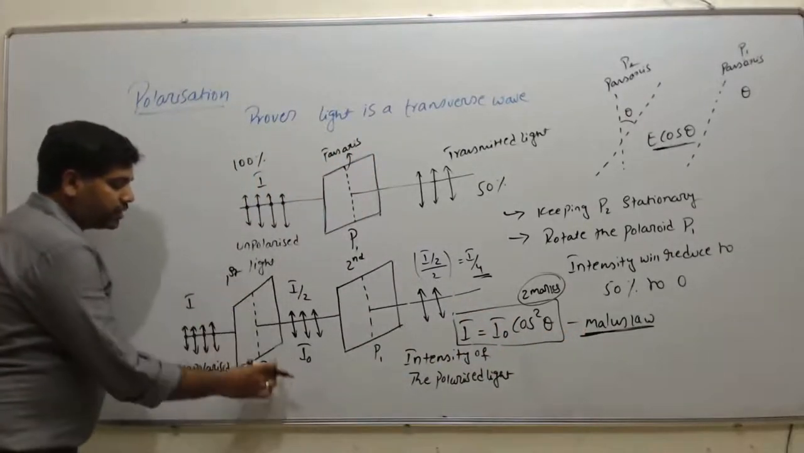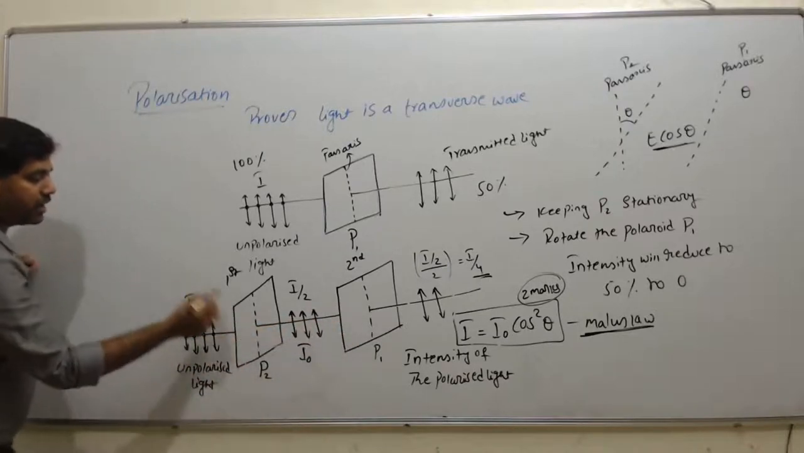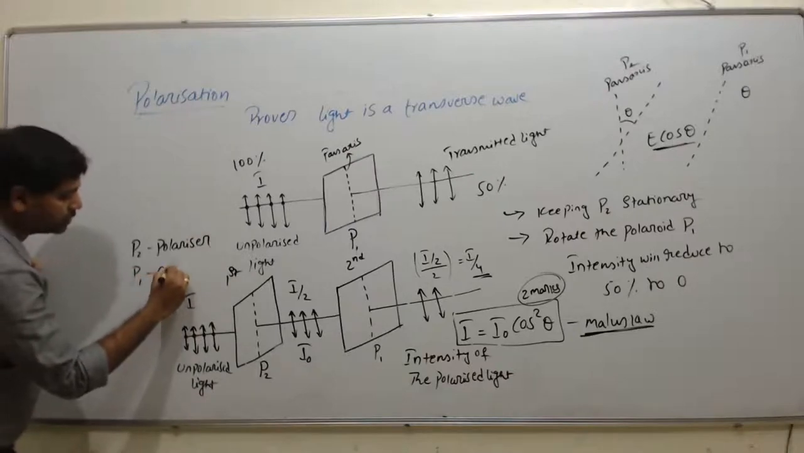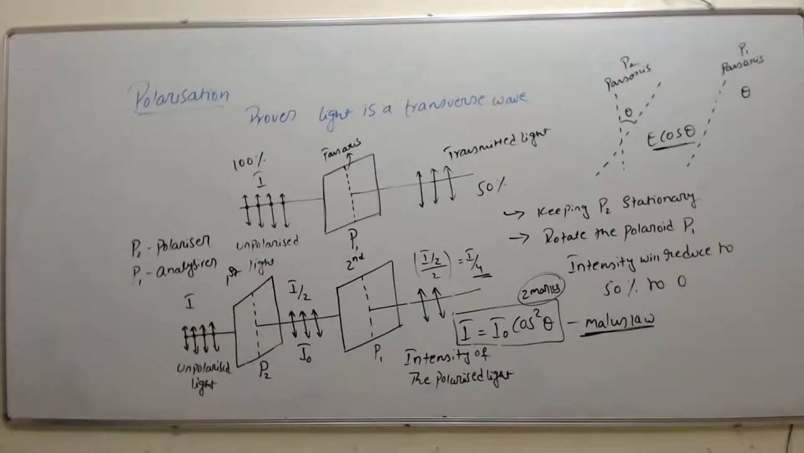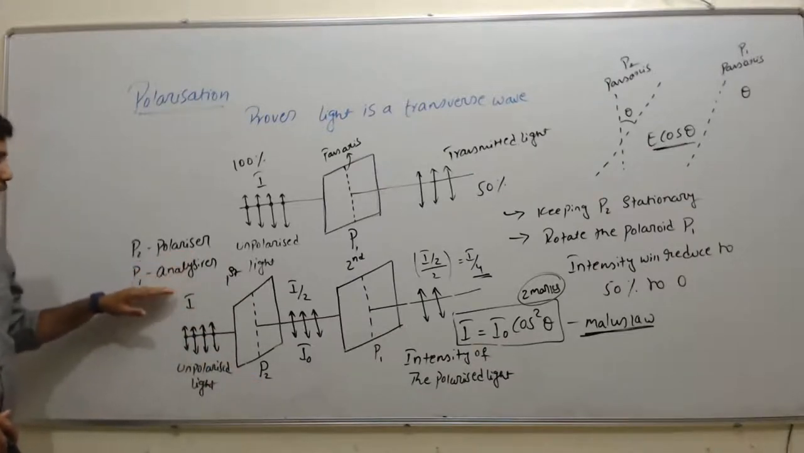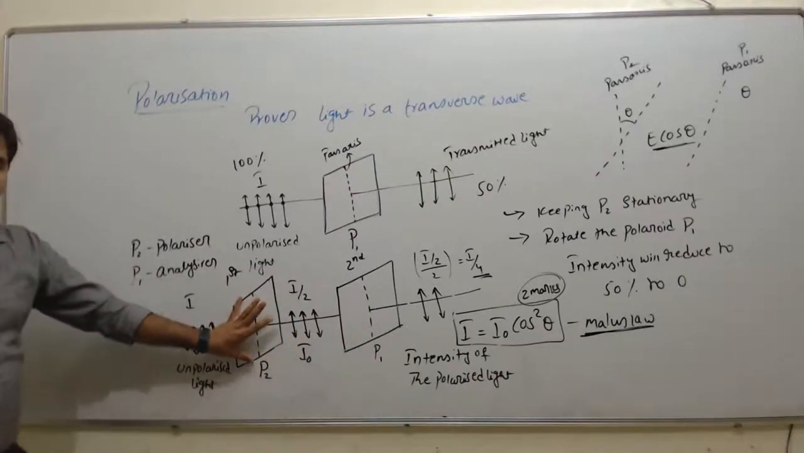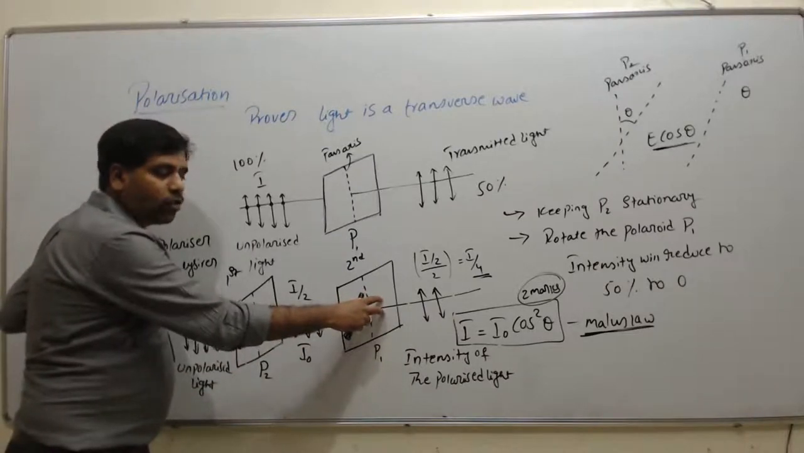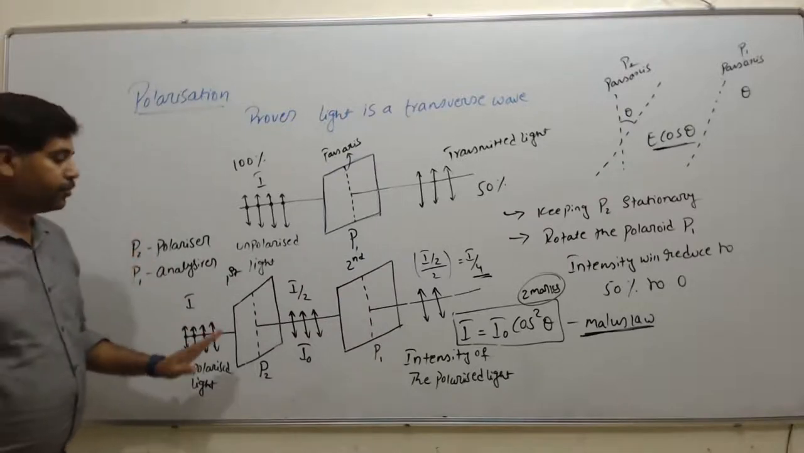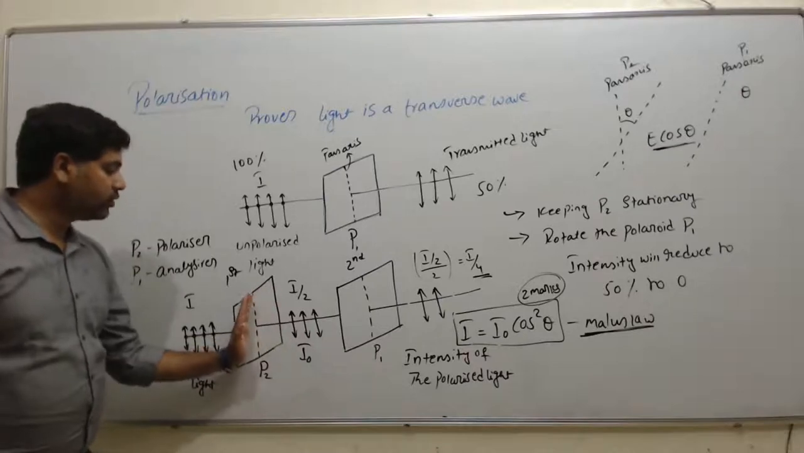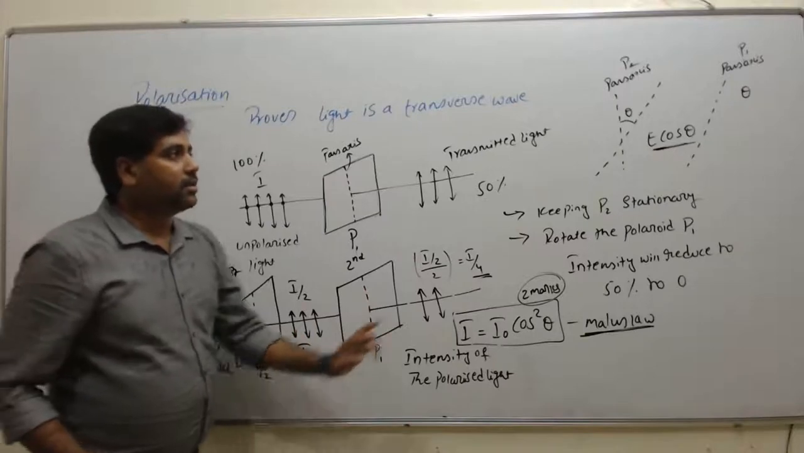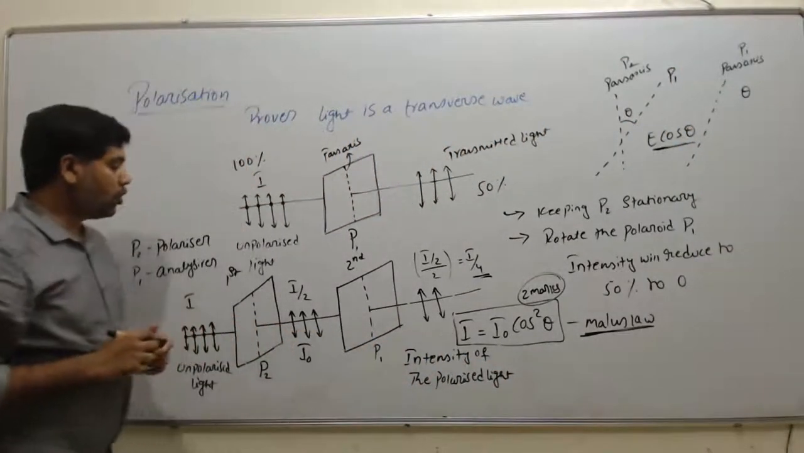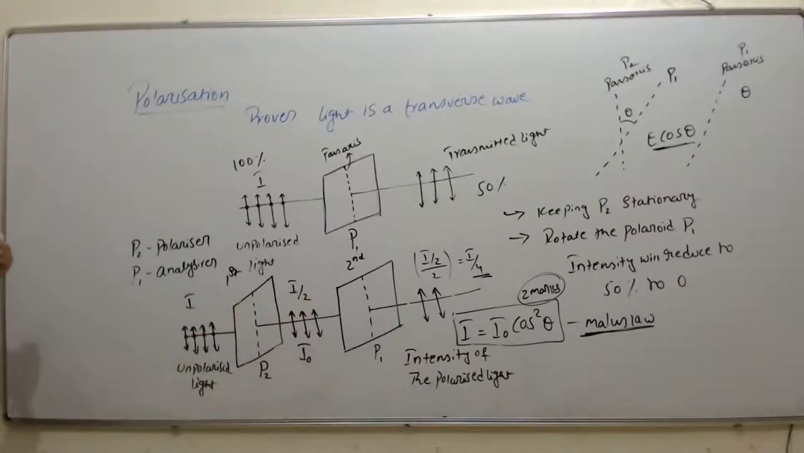We call this the first polaroid and second polaroid, or otherwise we give the name P2 polarizer and P1 analyzer, right? So P2 is called the polarizer and P1 the analyzer, or we can simply say this one is the first polaroid and this one the second polaroid. The intensity of the electric vector coming from the second polaroid varies as the square of the cosine of the angle between the polarizer and the analyzer. If you observe here, this is the pass axis P2 and this one is the pass axis P1, so theta is the angle between polarizer and analyzer, right? This is Malus's law.